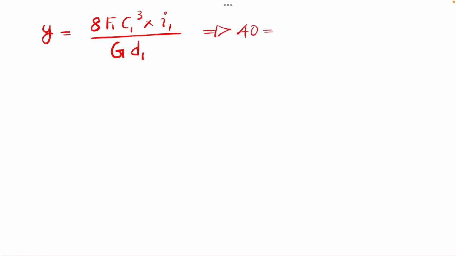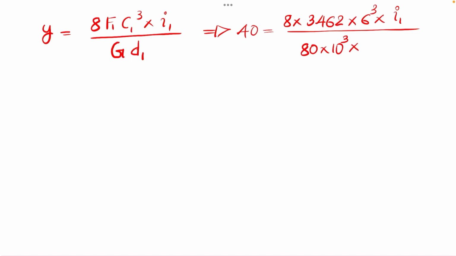So here we can substitute the values. Y is actually 40 mm, given. So this is 40 equal to 8 into F1, which is 3462, into C1 cube, which is 6 cube, and I1 is the unknown, divided by G, which is 80 GPa or 80 into 10 raised to 3 megapascal or Newton per mm square. Here all things are substituted in Newtons, mm and Newton per mm square, and the D1 value is 10. So from this we will be getting the value of the active number of coils, which is I1.